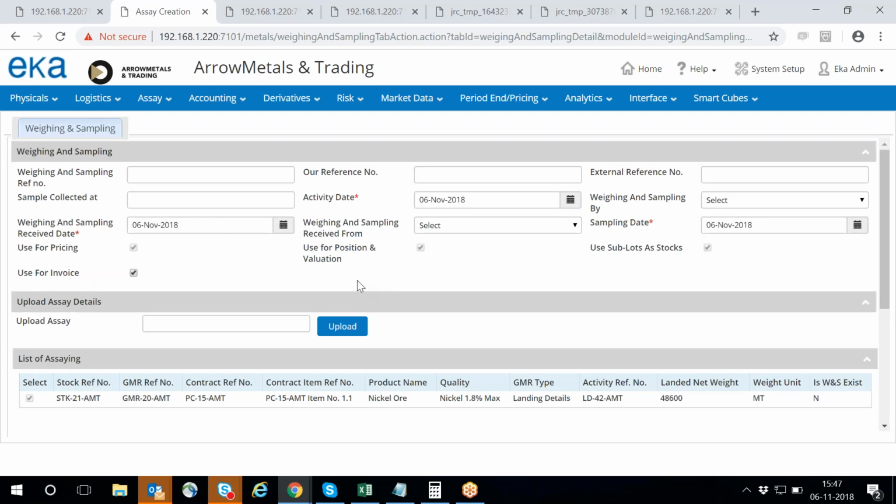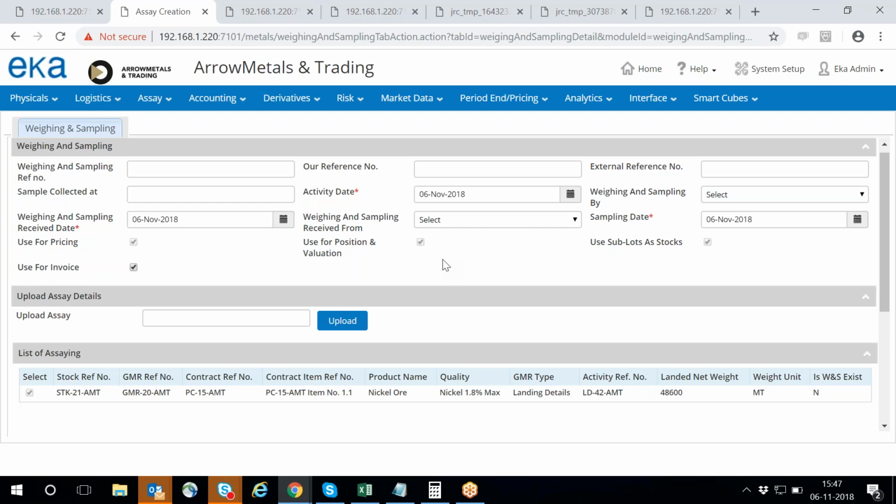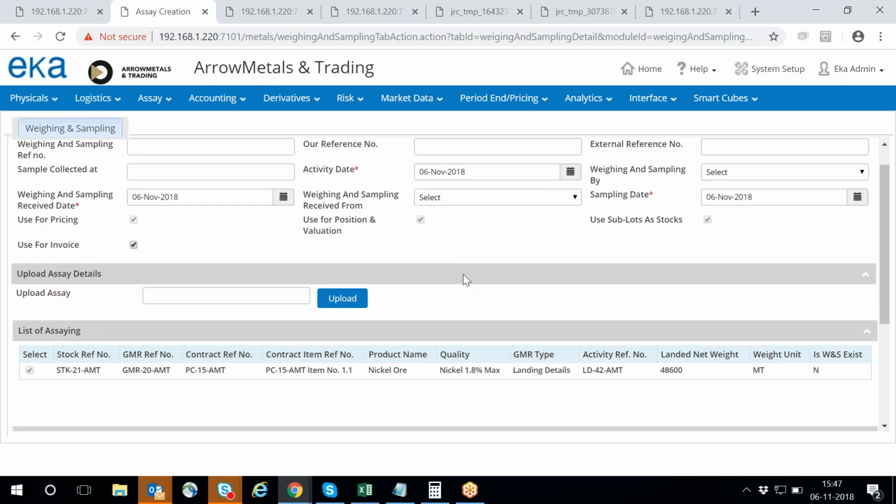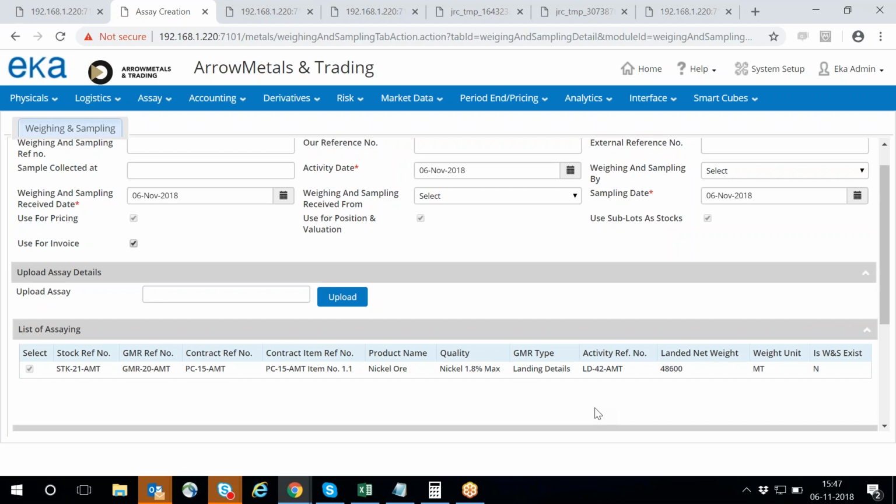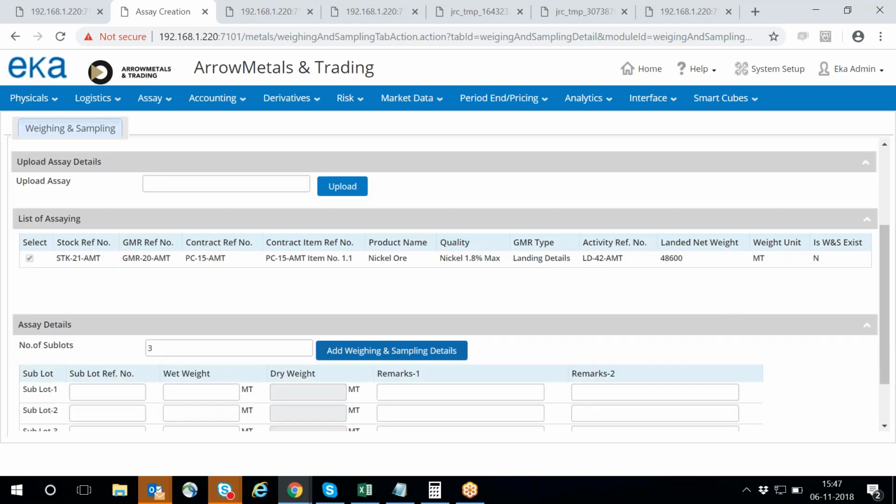Based on this checkbox, invoice quantities will also change. If it is checked, the invoice quantities will be based on the shipped quantity, that is, say 48,695 was the shipped quantity. If it is not checked, then it will be based on the weighing and sampling quantities.